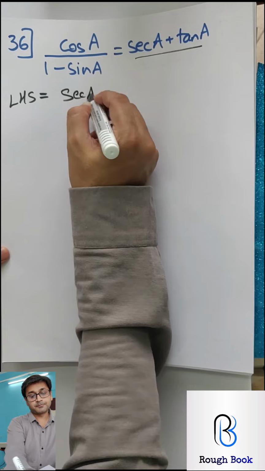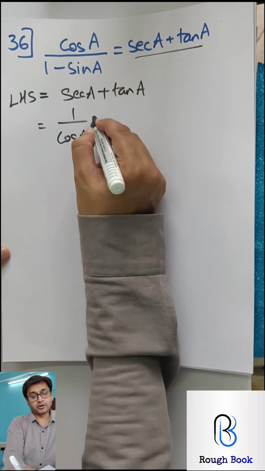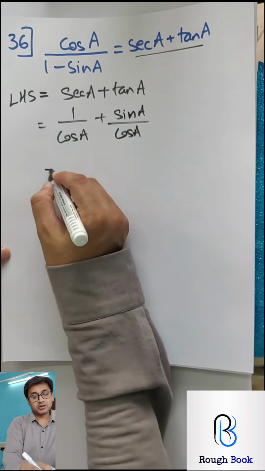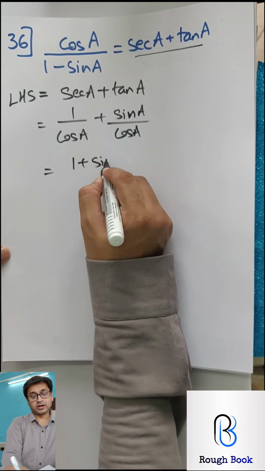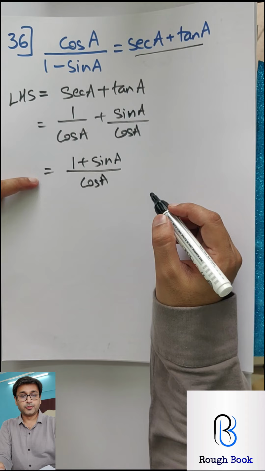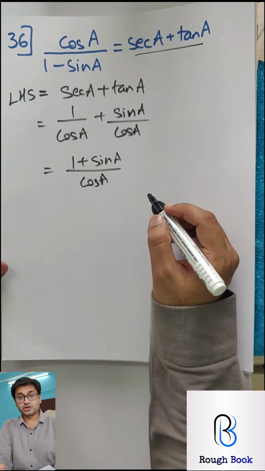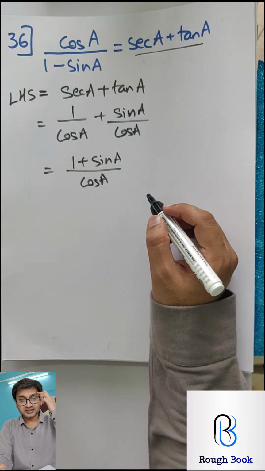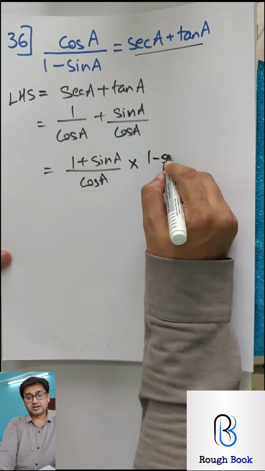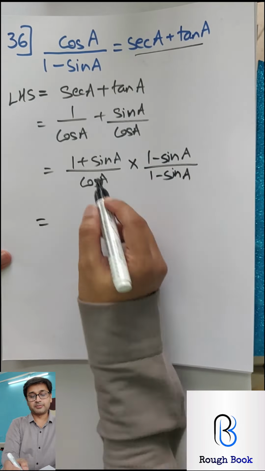So sec A plus tan A. Sec can be written as 1 upon cos and tan can be written as sine upon cos. So denominator same, so 1 plus sine A upon cos A. Am I close? No. Very much far. In fact, exactly opposite. What is the choice? 1 plus sine, 1 minus sine. Any clue? Just sometime back we spoke on that. Exactly. Take the conjugate. Rationalize the numerator. Some magic will happen for sure.